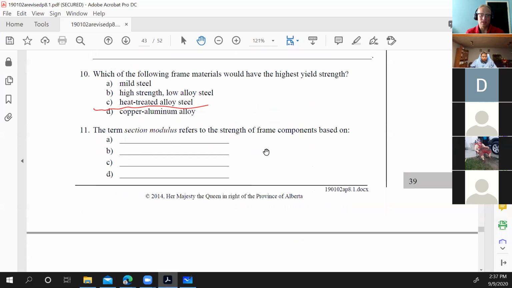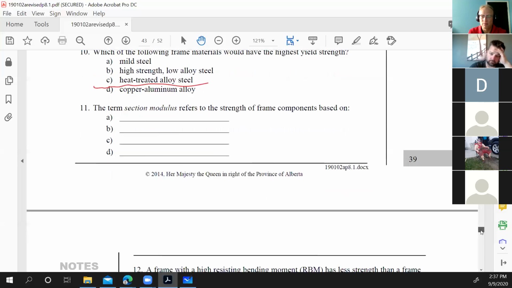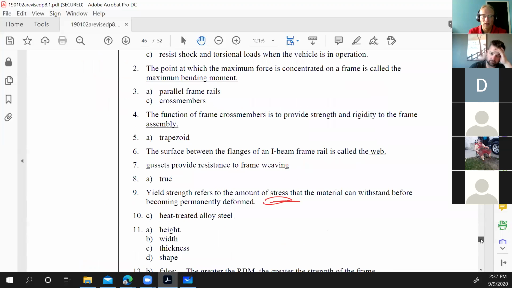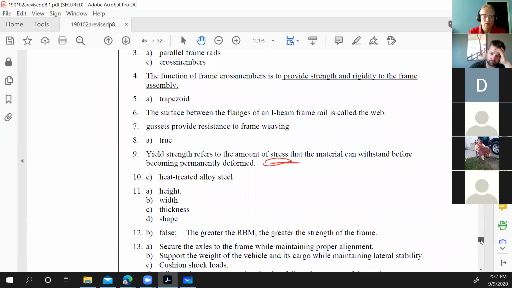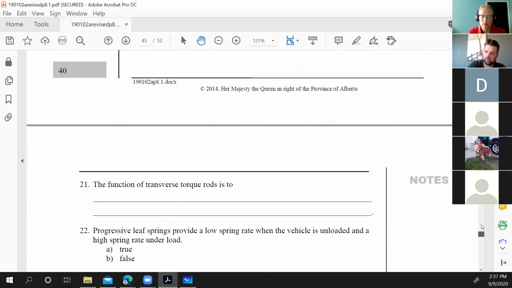So section modulus. This is going to refer to the strength of the frame components based on... First, we're going to have the thickness of the flange, right? Height. So thickness is what they're saying is the C. Height, width, thickness, and shape.